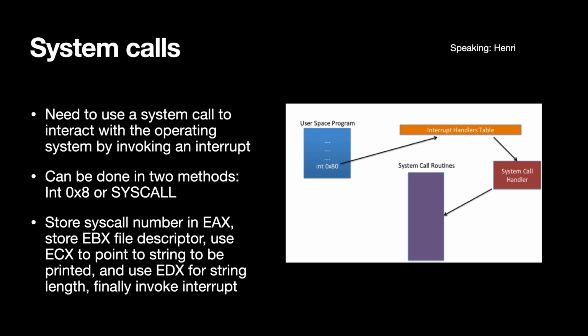Then store the file descriptor in EBX. We'll use ECX to point to the string that will be printed. Finally, EDX will contain the length of the data that we need to print. After storing those values, we can invoke the interrupt with the function int 0x80.